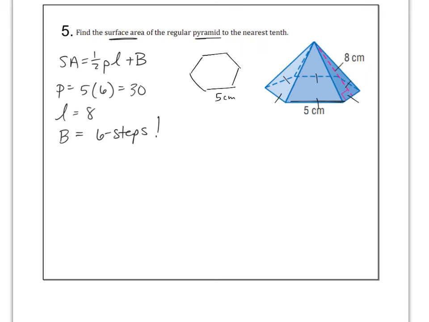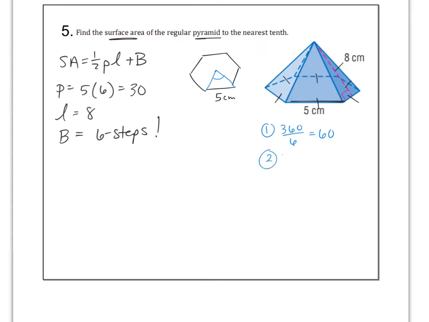So here we go, 6 steps. I'm going to do a different color here to separate it. So step number 1 is you find a central angle. So we want to figure out how big is this angle. Take 360, divide by the number of sides, you get 60. So that angle is 60.